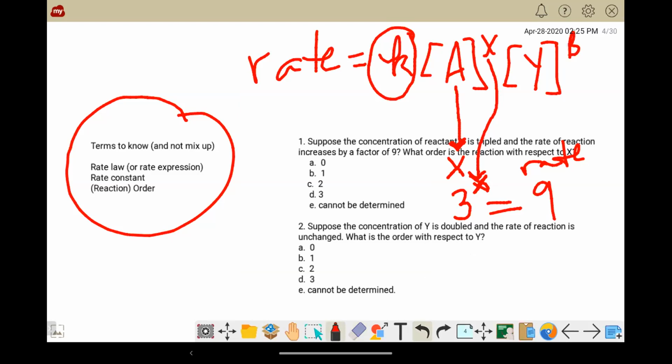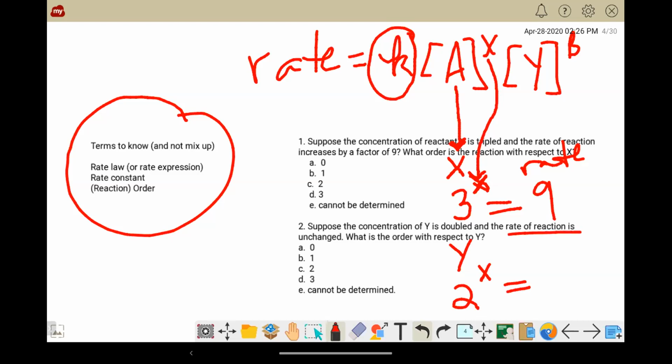Sure thing. So when the concentration of Y is doubled, changing Y is going to have some effect, because if we increase the concentration of Y, we're going to have more collisions between particles of Y and whatever else they're supposed to be reacting with. So increasing the concentration of Y can change the rate of reaction because we're increasing the number of collisions in a given period of time. The exponent tells us what factor those changes happen by.